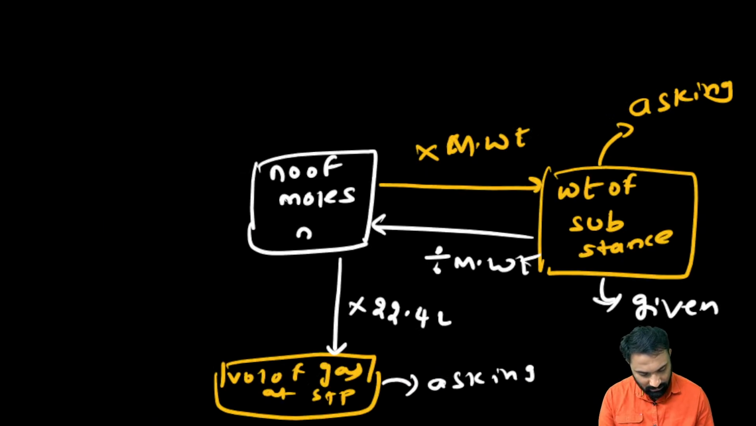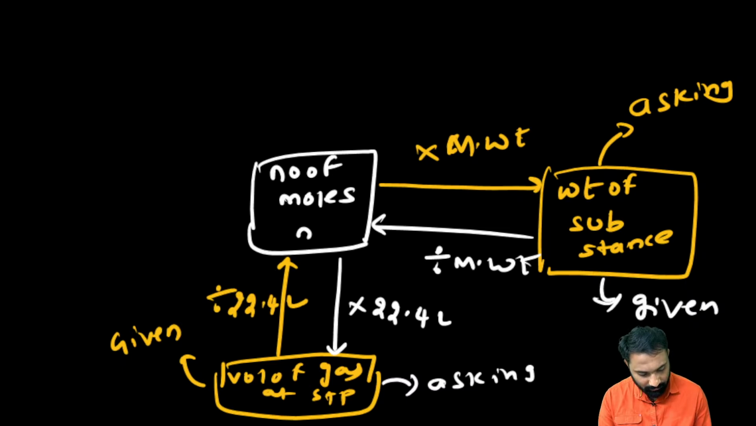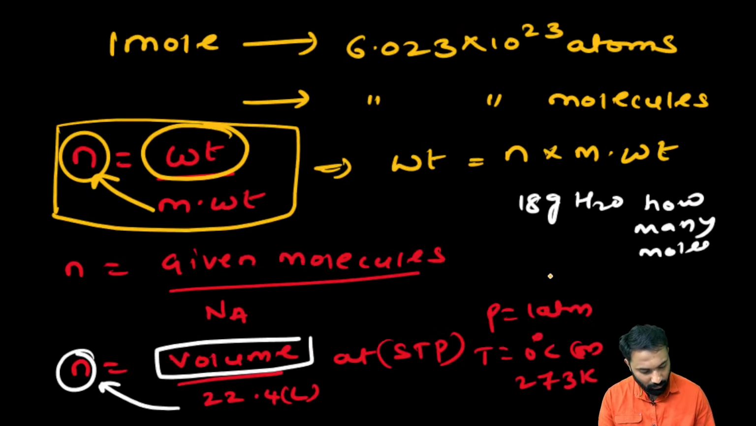Now let's suppose they have given the volume in the question. If the volume is given, then divide by 22.4 liters. For example, suppose 22.4 liters of gas, how many moles are there if they ask? 22.4 divided by 22.4, if you cancel out, you will get 1 mole, right?